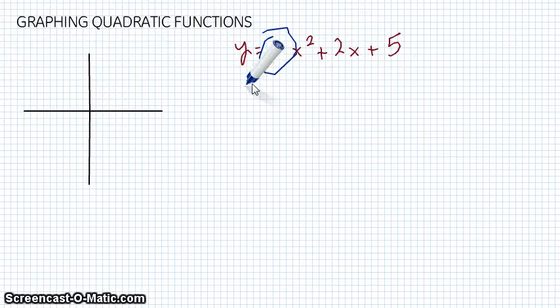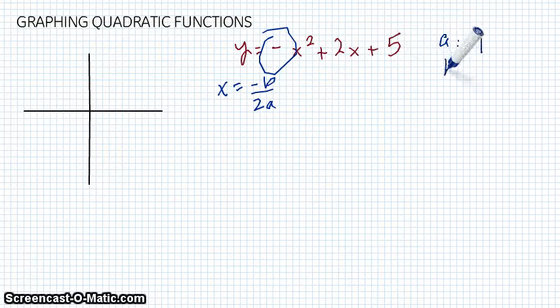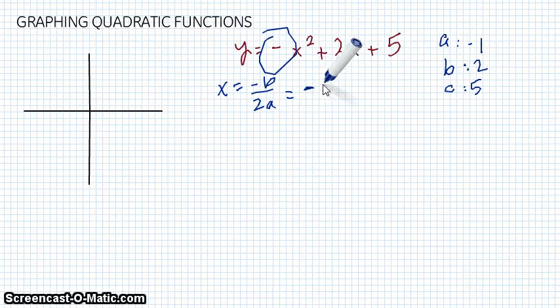The first thing we need to do, remember, is find out where our axis of symmetry is. The equation for that being x equals negative b over 2a. The a in our function is negative 1. B is 2. The c, which we'll use when we're graphing, is 5. So now we can take a and b from here, plug them into there. Remember to always write that negative right there, and then plug in your b. So I have negative 2 over 2 times whatever my a is, in this case negative 1.